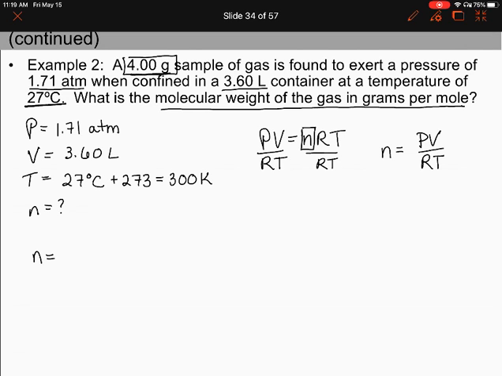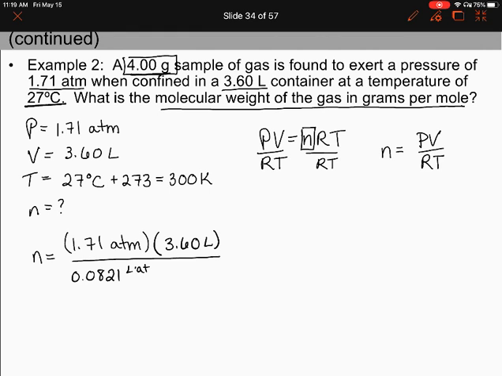Okay, so let's do this calculation here. The amount N is equal to the pressure, 1.71 atmospheres, times the volume, 3.6 liters, divided by the gas constant, 0.0821 liters times atmospheres over moles times Kelvin, and then temperature, which is 300 Kelvin.